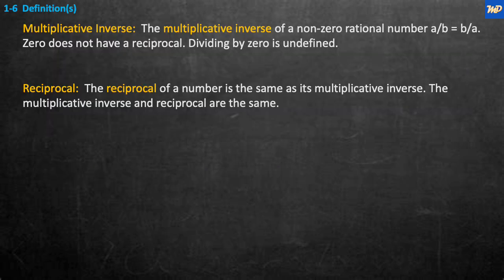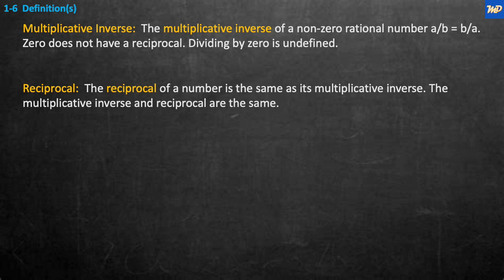Okay, before we get started into this review, we're going to look at some definitions. Multiplicative inverse. The multiplicative inverse is a non-zero rational number. A divided by B is equal to B divided by A. Zero does not have a reciprocal. Dividing by zero is undefined.